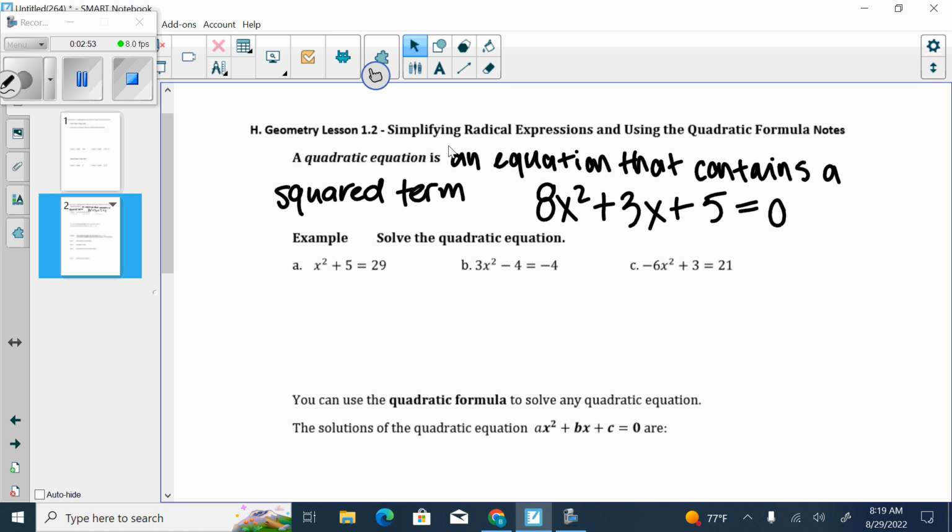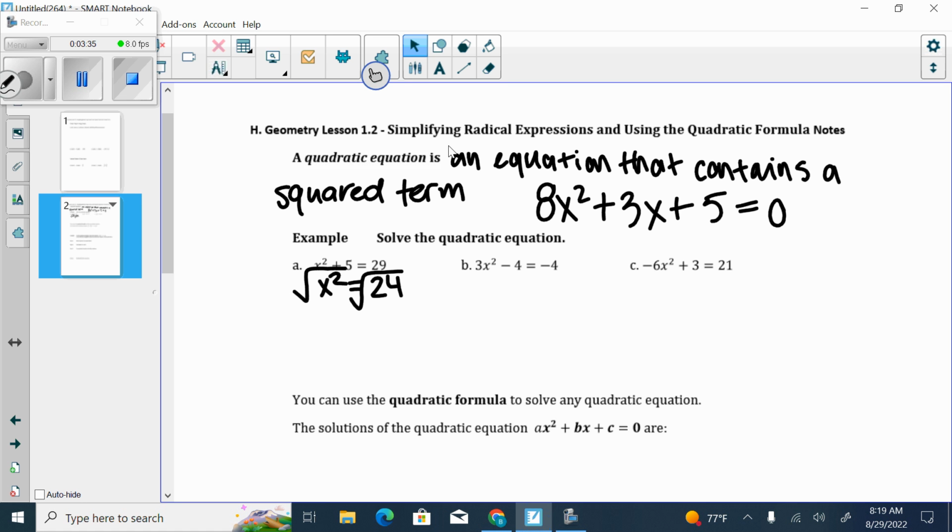So for example, on A, what would be my first step in getting the x squared by itself? Yes, very good. So if I subtract 5 from both sides, I'm going to end up with x squared equals 24. Okay, and I'm solving for x, so now I would need to get rid of that square term. And what do we say the opposite of a square is? Right. So I would want to take the square root of both sides. Now, is there a perfect square root for 24? No. So we would have to simplify it like we talked about in last class.